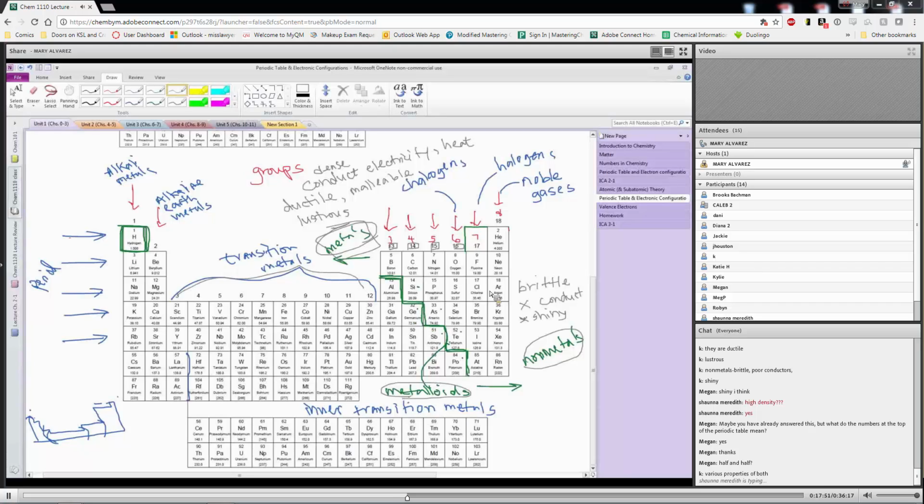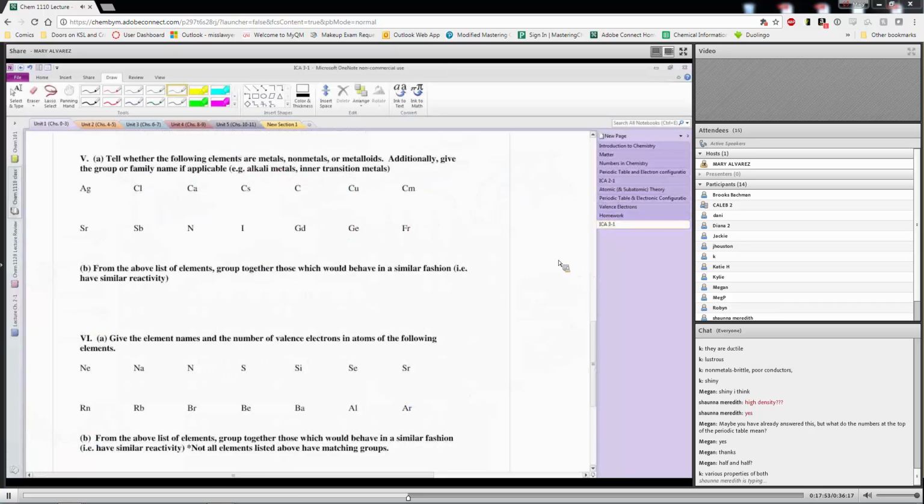Okay, perfect. So if we go over here to our in-class activity sheet, section 5, parts A and B, we've only got about 15 minutes left of class, so I don't want to spend too much time on this, but I think that you guys can do this. Just look at the symbol and tell me, are those metals, non-metals, metalloids? If there's a group name, then you can tell it. And then for part B, you're going to group together those which would behave in a similar fashion.